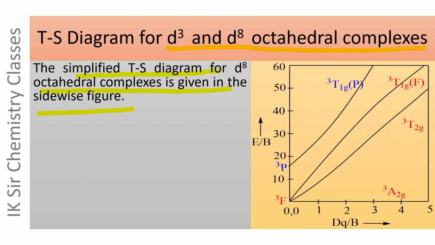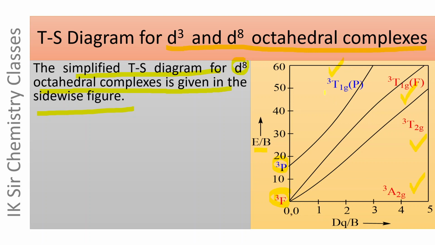For d8 transition metal ion, the ground state is again triplet F and excited state is triplet P. Here also E by B is plotted against Dq by B. When d8 transition metal ion forms octahedral complex, triplet F state splits up into three states: triplet A2g, triplet T2g, and triplet T1g(F). The triplet P state does not split, however, it transforms into triplet T1g(P).